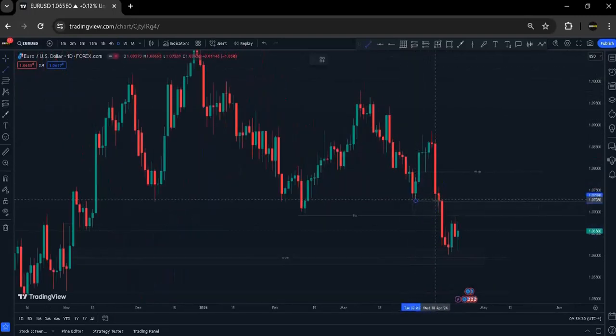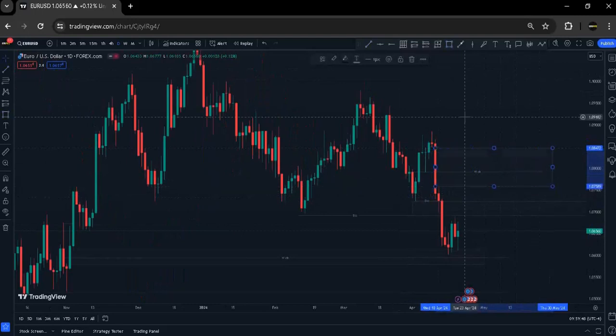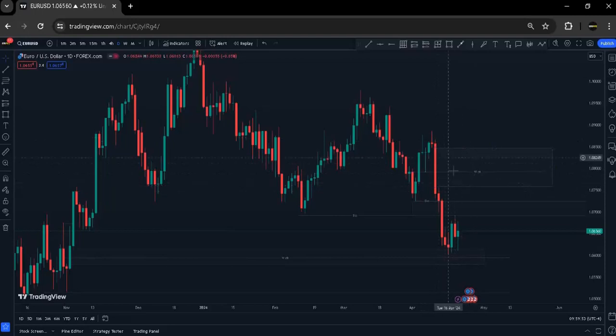I marked the break of structure, then that's the fair value gap. I marked the fair value gap. I expect price to move up to that fair value gap area, because we have a weekly order block there, and we have an unfilled fair value gap, which is a magnet for price. Alright, so go down to the 4 hour.